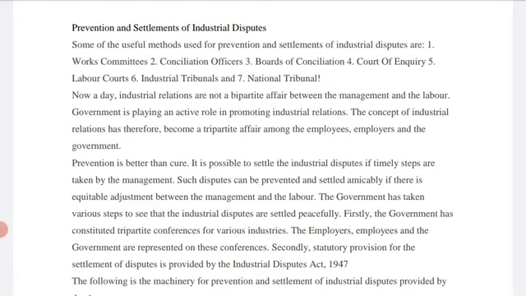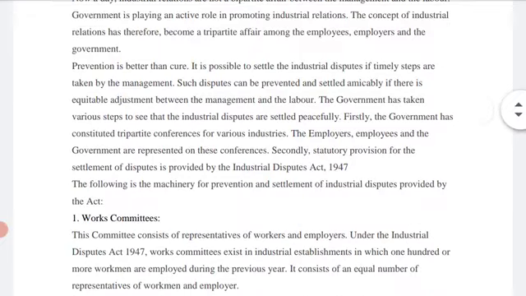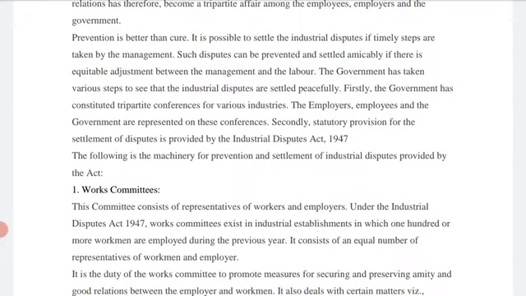Secondly, statutory provision for the settlement of disputes is provided by the Industrial Disputes Act, 1947. As per the Industrial Disputes Act, there are certain statutory means provided by law which will control industrial disputes. The following is the machinery for prevention and settlement of industrial disputes provided by the Act. There are various committees appointed by the government, through which, if something goes into conflict or dispute, it will be resolved at that moment itself.